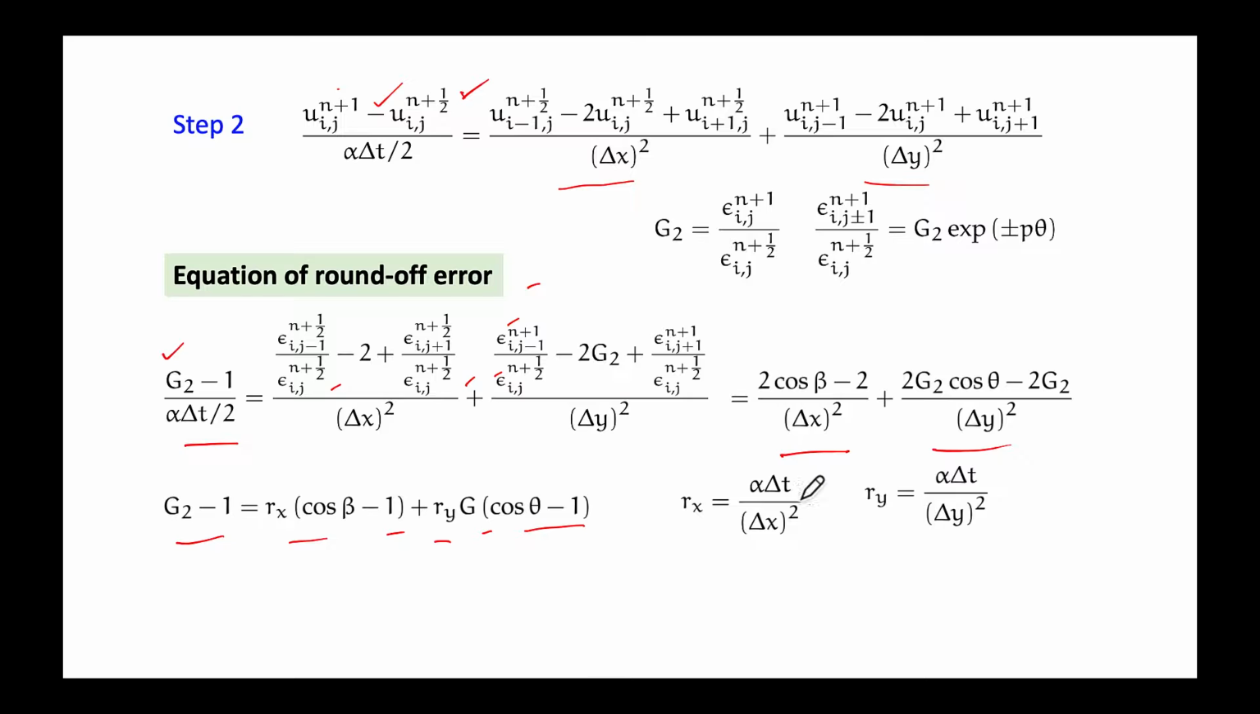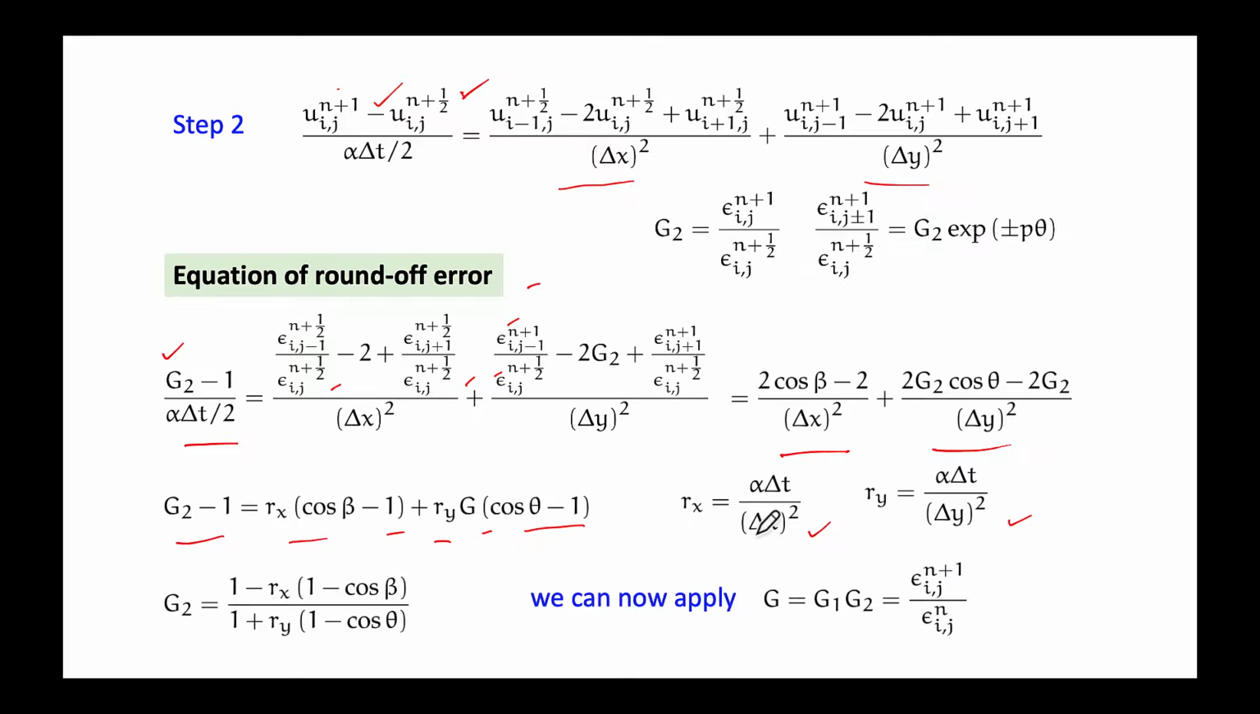So what I have is this g2 minus 1 is rx cos beta minus 1 plus ry g2 cos theta minus 1, where this rx and ry are the same expression, alpha delta t by delta x square, alpha delta t by delta y square. So at the end I get this expression for g2, that is 1 minus rx into 1 minus cos beta divided by 1 plus ry, 1 minus cos theta.